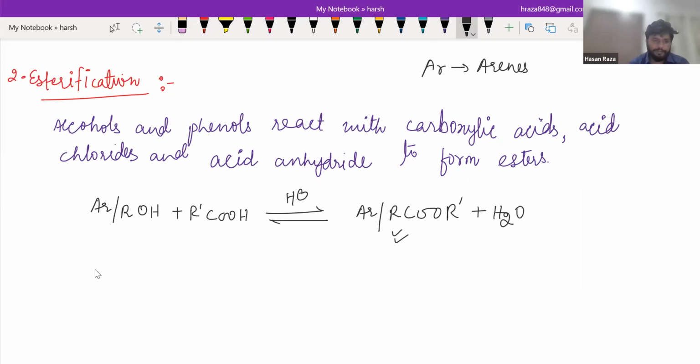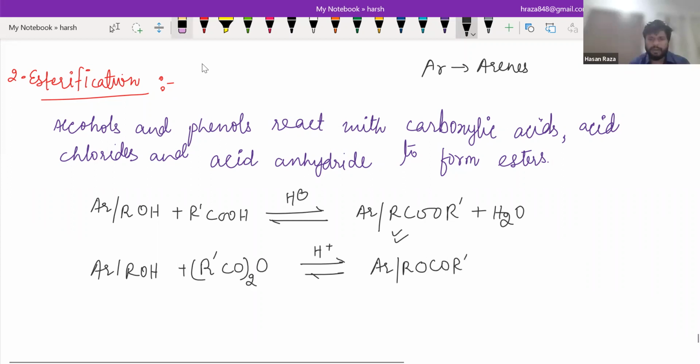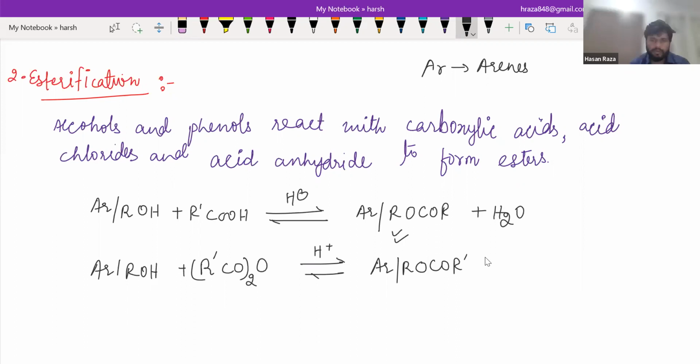The next reaction is for acid chloride and acid anhydride. Basically, this is acid anhydride, R dash CO whole twice O, in the presence of acid, which will again give ester, RCOOR dash, plus carboxylic acid. Wait a minute, let me correct this also. I will give you some examples of this also, but right now, write this general equation.